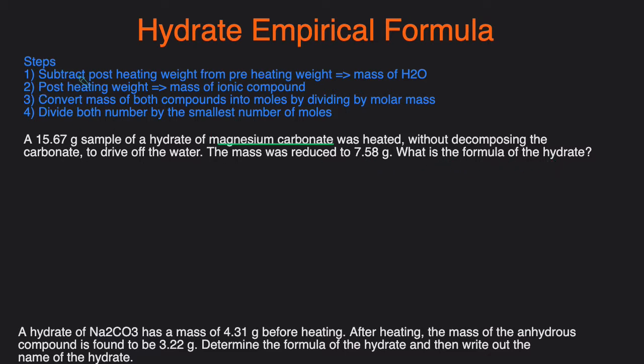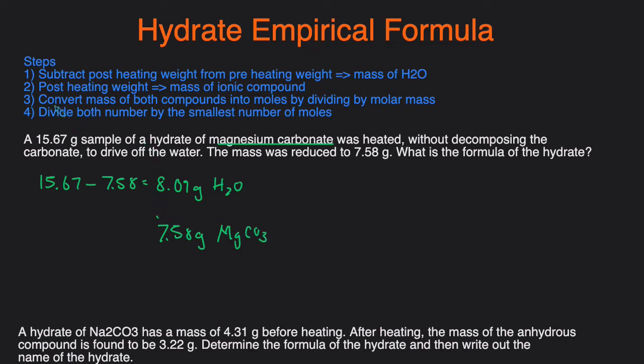So the first step is to subtract the weight after heating from the weight before the heating to give you the mass of the water. The mass before was 15.67. We're going to subtract the mass after, which is 7.58, and that will give us 8.09. That's the mass of the water that was heated off. The remaining mass is the mass of the ionic compound. So the remaining mass is 7.58, and that's the mass of the magnesium carbonate, which is MgCO3.